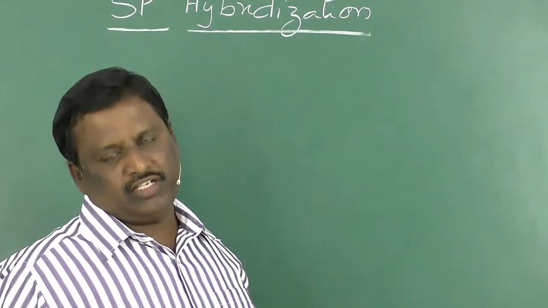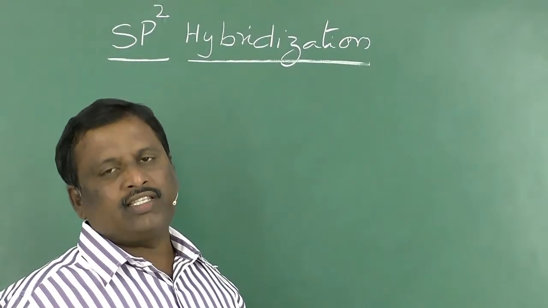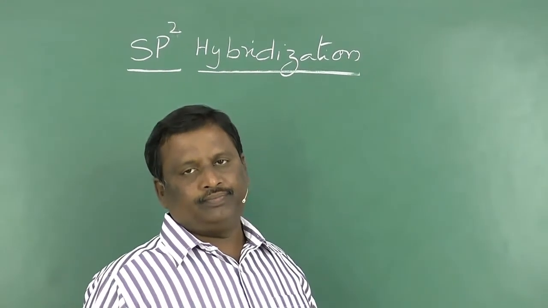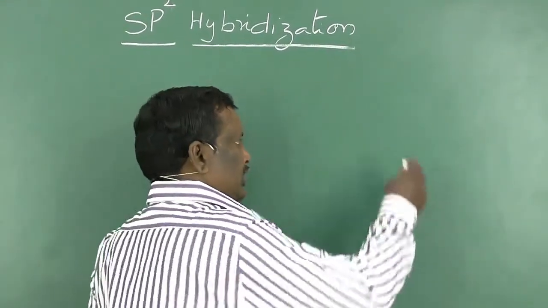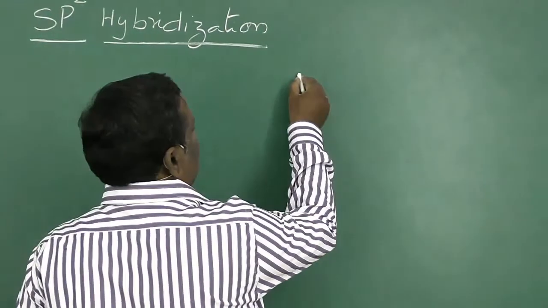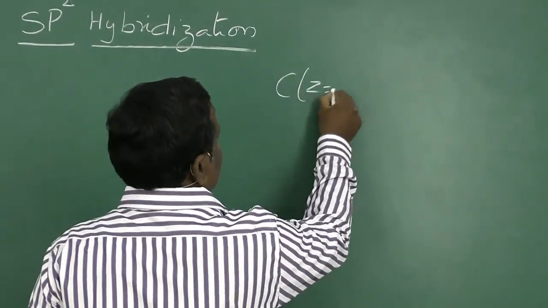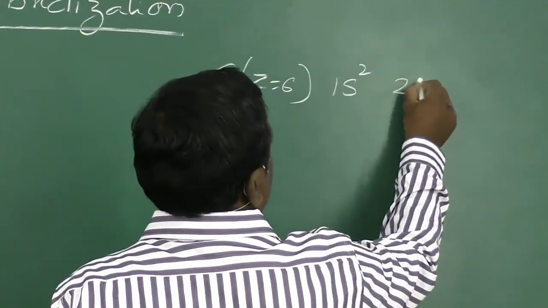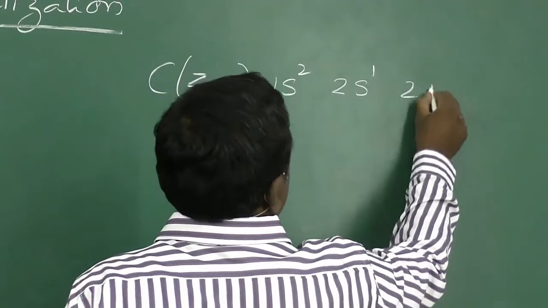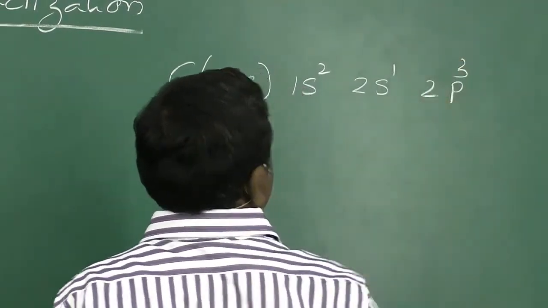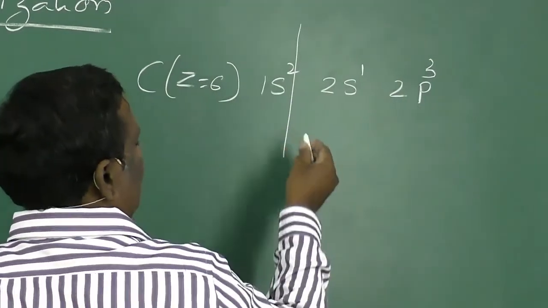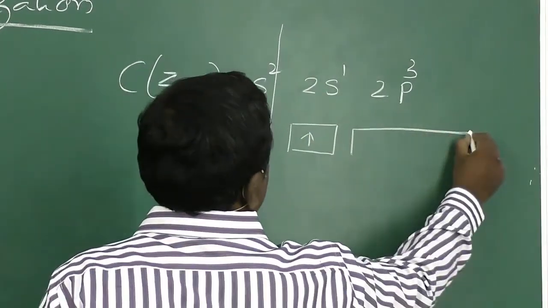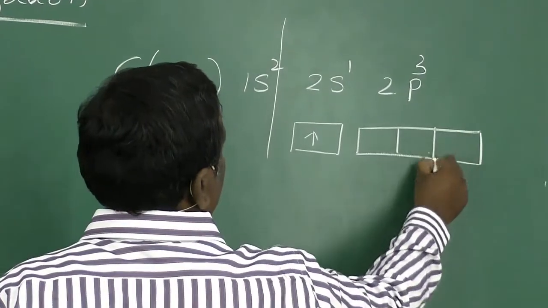Sp2 hybridization. This is the second type of hybridization in which carbon is involved. We know that the electronic configuration of carbon in its excited state is 1s2, 2s1, 2p3. That is, in the valence shell of carbon, we have 1 electron in the 2s orbital and 3 electrons in the 2p orbital.